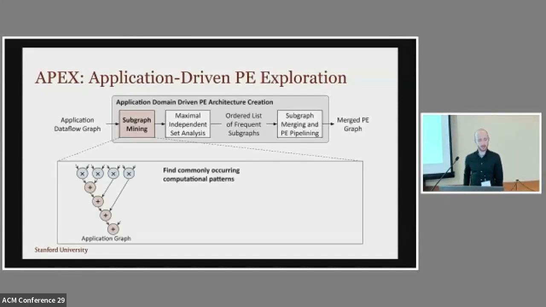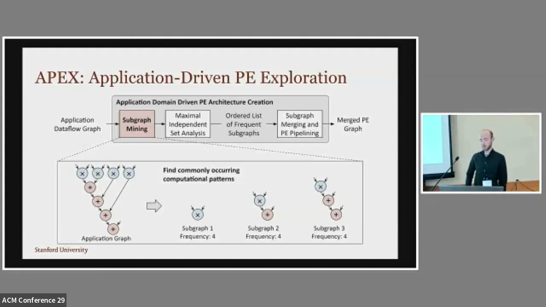So given an application data flow graph, the first step is to find commonly occurring computational patterns within our application. In this example, I'm showing a data flow graph of a convolution. Here it has 4 multiplies and 4 adds. You can send this data flow graph into what's called a frequent subgraph mining tool, and it will pick out the most common subgraphs of this application. In this example, I'm showing 3 different examples of frequent subgraphs, each with a frequency of 4.